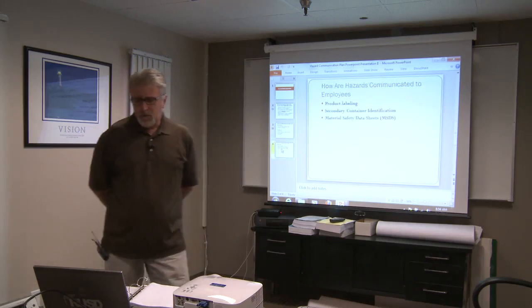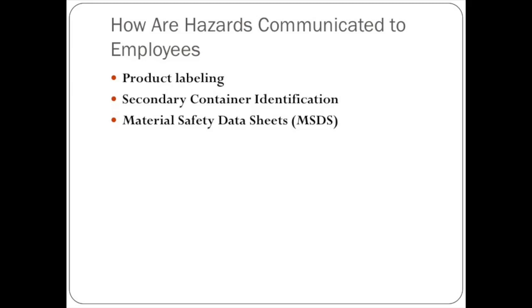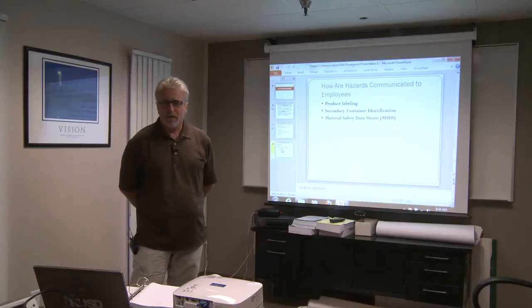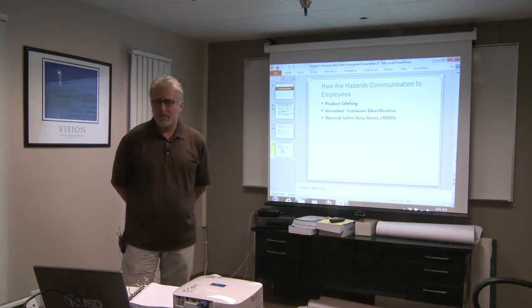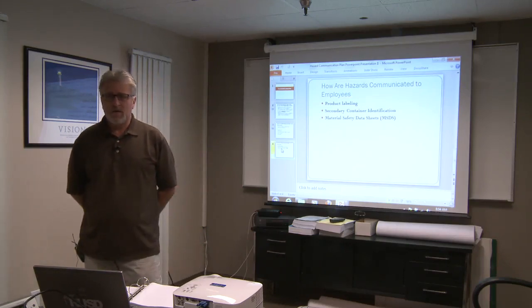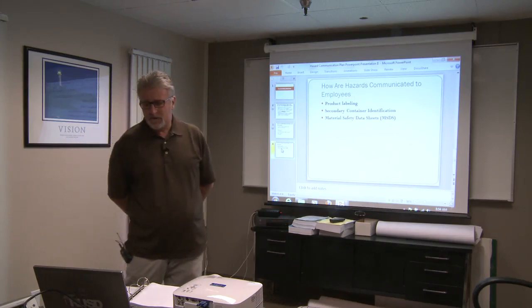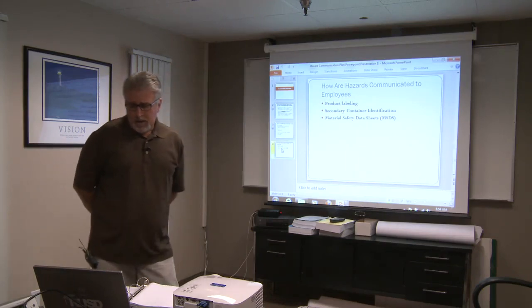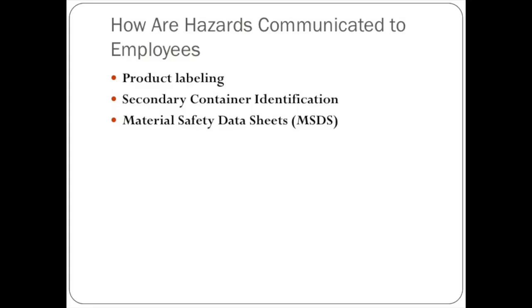How are hazards communicated to employees? Primarily through product labeling. Anytime you use a product, it must have a good label on it that can be completely read. It cannot be defaced or marked in any way which you cannot read all the warnings and the contact information. If you use a secondary container, such as a spray bottle, you take something out of the primary container and put it into another container to be used, it must also have a label on that identifying all the hazards and all the warning information as well.